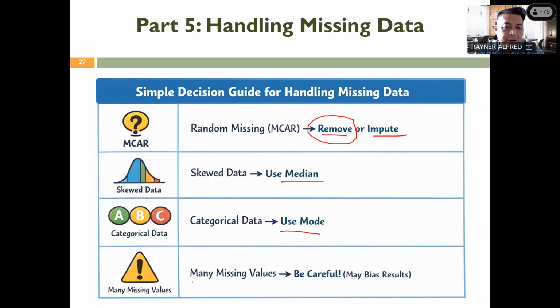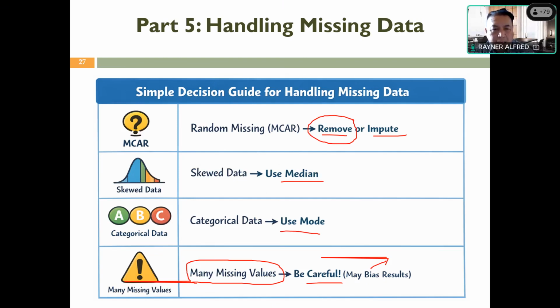But if you have many missing values, meaning few rows or few columns that have missing values, we can use machine learning. But you will have biased results because your data is not primary data, because you fixed it using substitution of values.